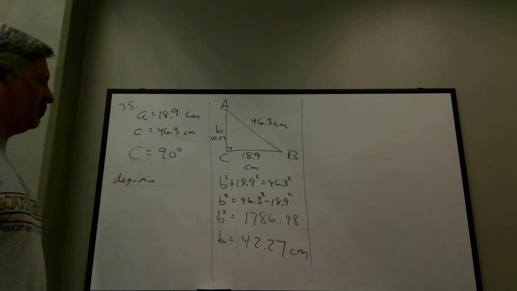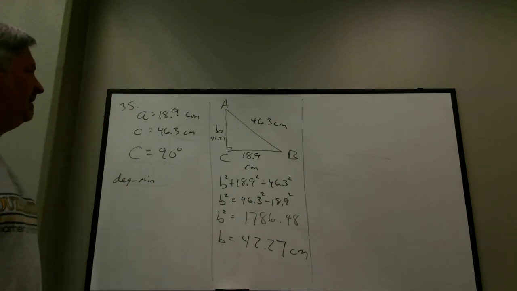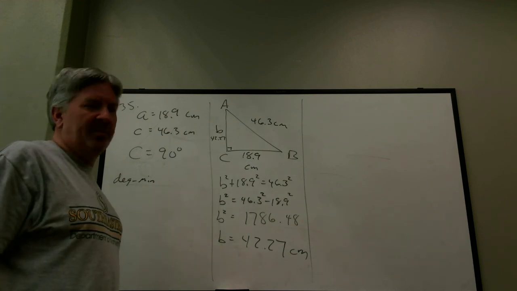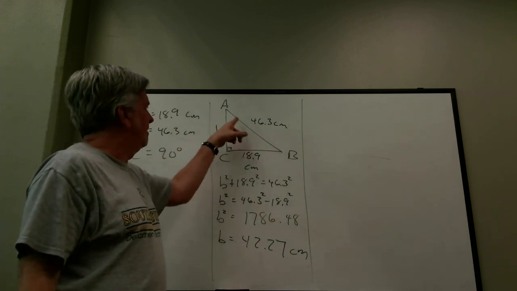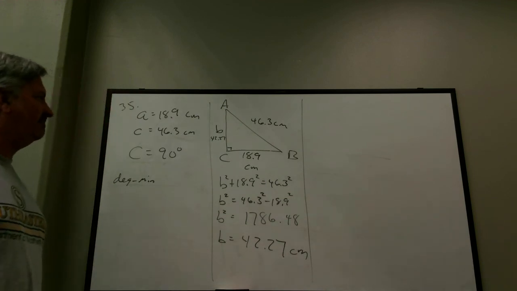If you want to use it, you can, but realize you're rounding on the rounding. Okay, now we need to find either angle A or angle B. Once you have angle A, getting B is easy, or vice versa. So let's try to find angle A.